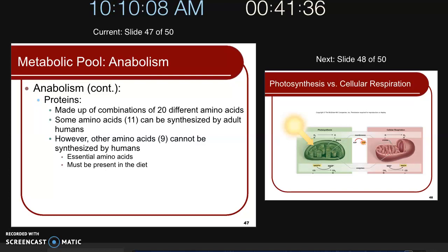All right? The lysines is one of them. I think we've talked about that in another lecture. They're limiting amino acids sometimes in the diet, but these are the essential amino acids. All right? You have to have them present in your diet because your body just can't make them.